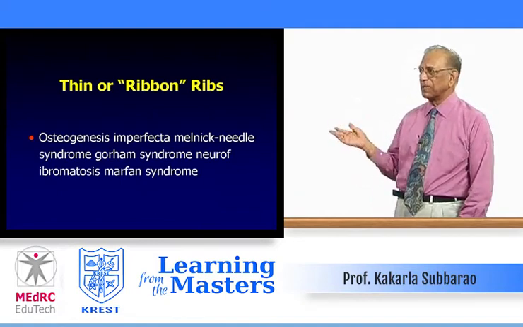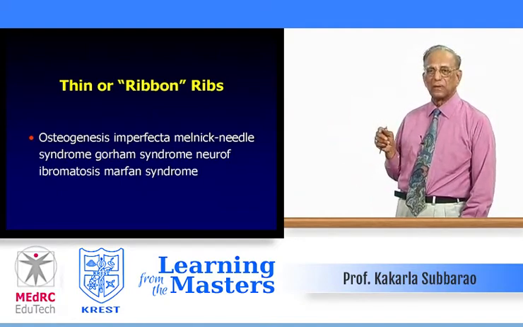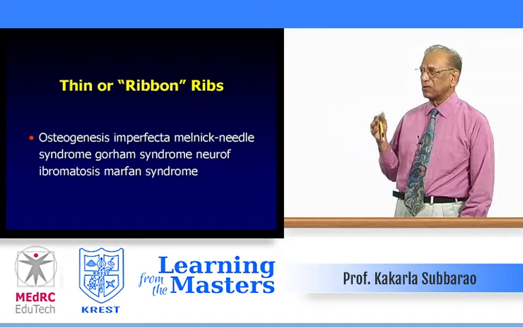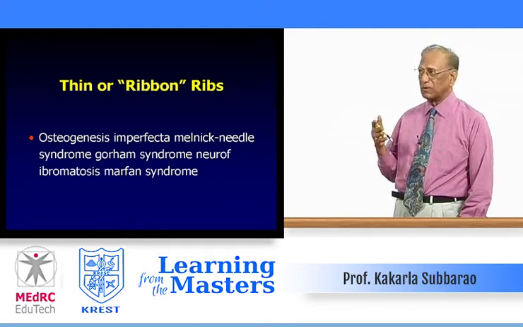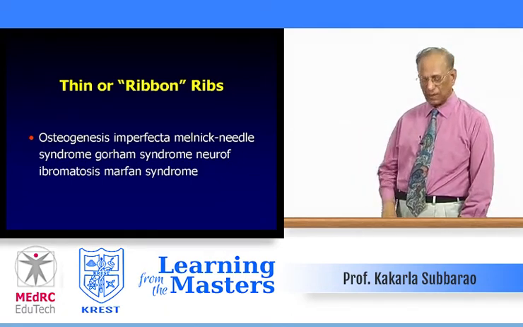Thin ribbon ribs you may get in other conditions also. One, as we said earlier, Osteogenesis Imperfecta, Melnick Needles syndrome, Gorham's disappearing bone disease, neurofibromatosis, and Marfan syndrome also. You can get thin ribbon ribs.